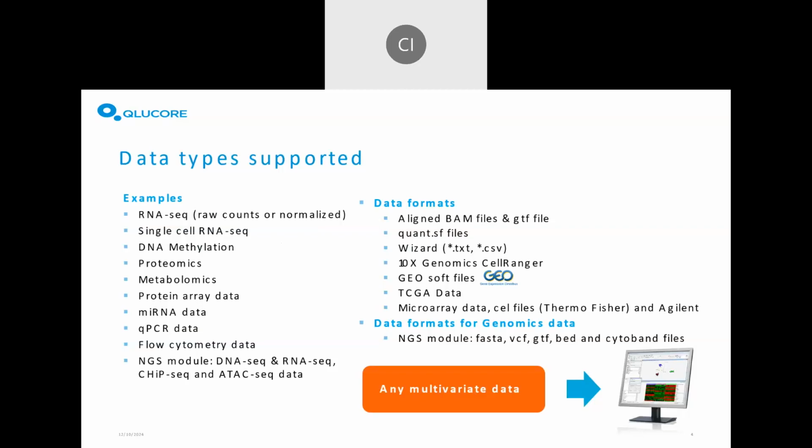Some file formats you can directly import, like aligned BAM files, and you then need to have a GTF file as well. And you can also import Quant SF files if you have your RNA sequence data in that format. And we are going to have a look at the wizard, how you can import a matrix of raw count data into the tool and do analysis of it. And as you can see, there are also a number of other file formats that you can work with.